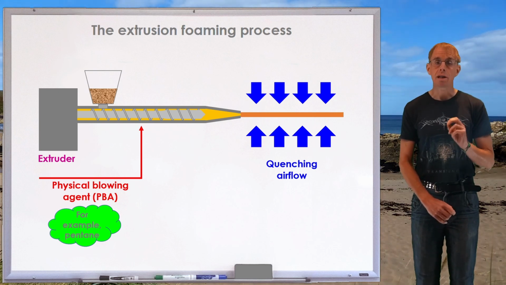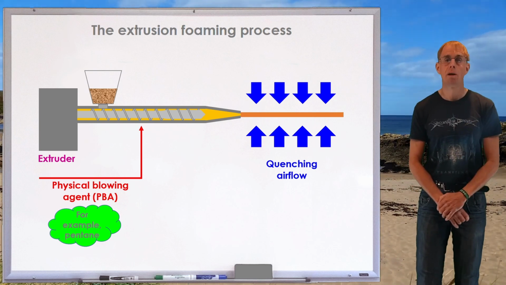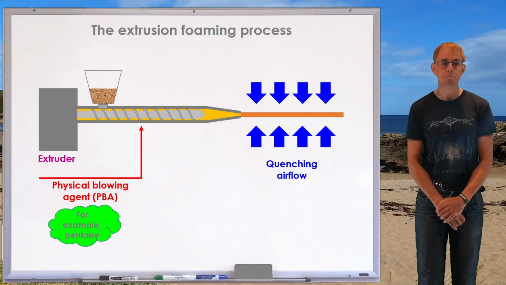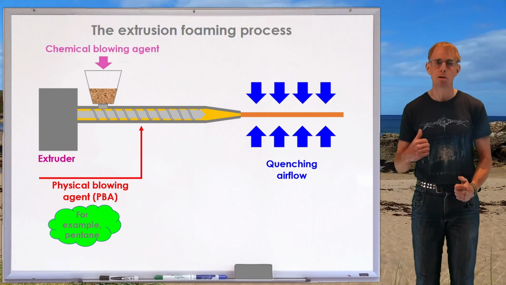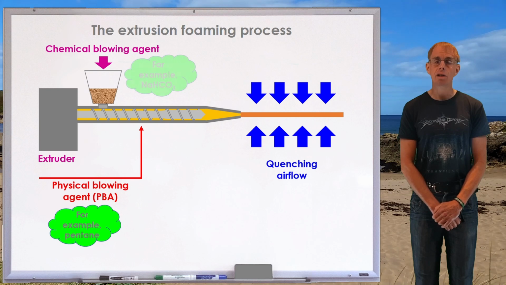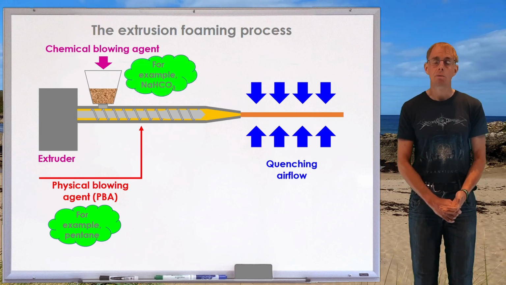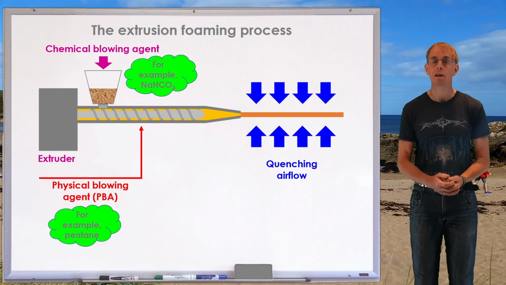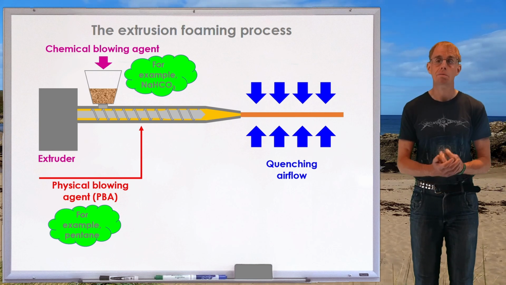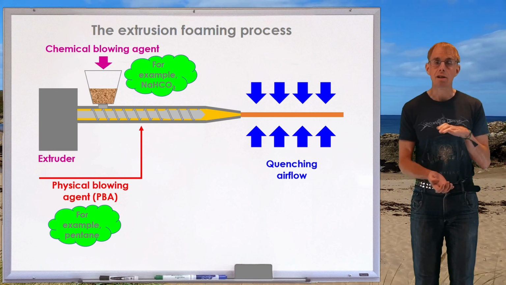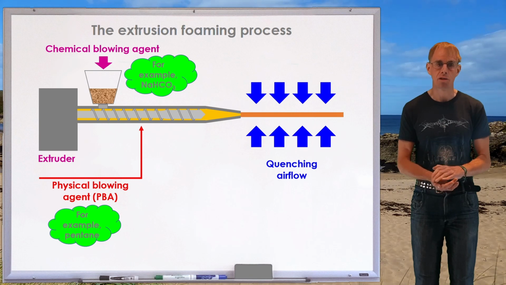There is another way in which you can introduce blowing agents into an extrusion line, and that is by adding something called a chemical blowing agent. A good example of a chemical blowing agent would be something like sodium hydrogen carbonate, which of course under the action of heat will decompose to form little bubbles of carbon dioxide, which then get trapped within the polymeric system.